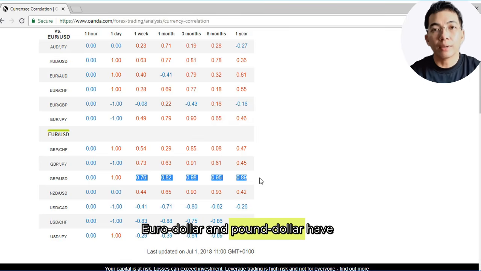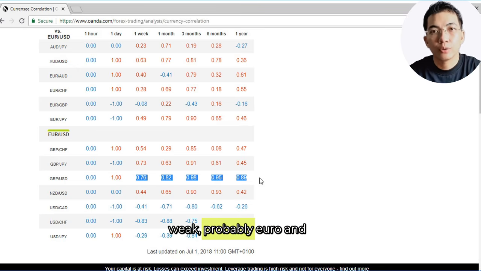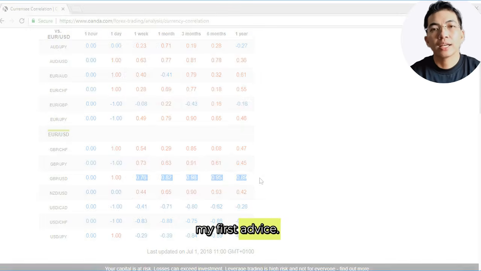Euro dollar and pound dollar have both the dollar in common. This means that if the dollar is very weak, probably euro and pound will both gain against the dollar. If the dollar is very strong, euro and pound will both lose against the dollar. This leads us to my first advice.